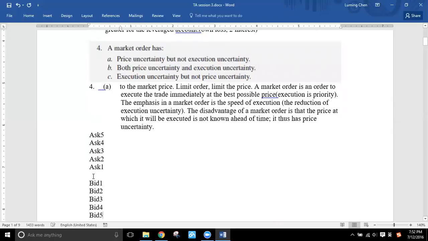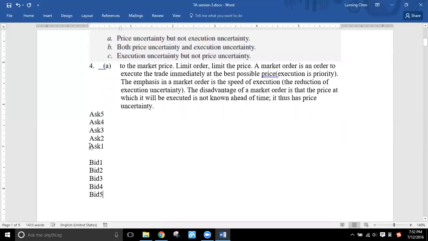So if it's a market order, whether you put up an ask order or a bid order, whether it's 1, 2, 3, 4, 5 or 1, 2, 3, 4, 5, you will always get the 1 because this is the most immediate transaction, which means you get market price.